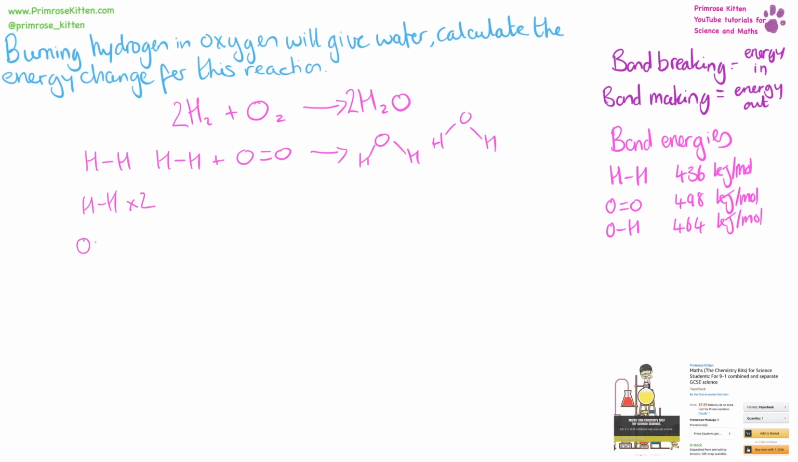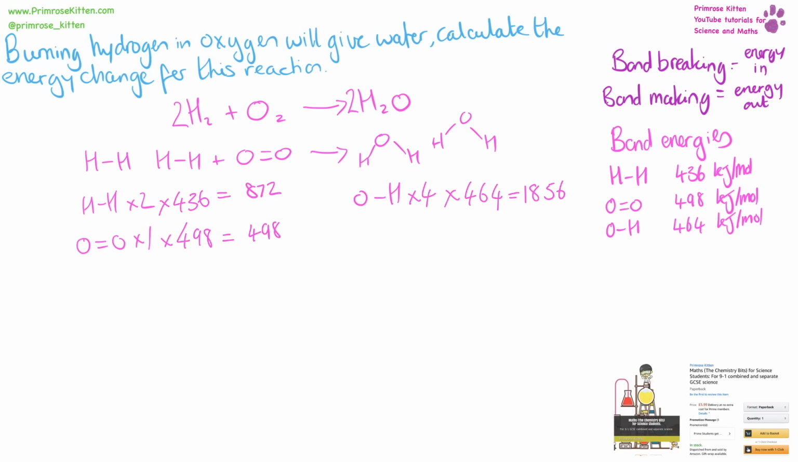We have an oxygen double bond, and we just have 1 double bond in there. We have oxygen-hydrogen bonds, and we have 1, 2, 3, 4 of those. And now we need to take that and multiply it by the bond energies. So 2 bonds for hydrogen, that is 2 times 436. 1 times 498. 4 times 464.